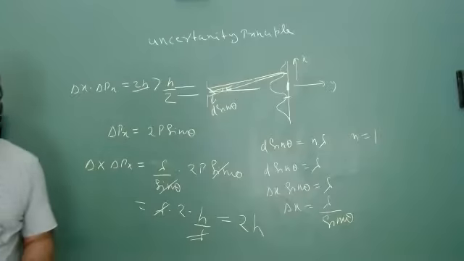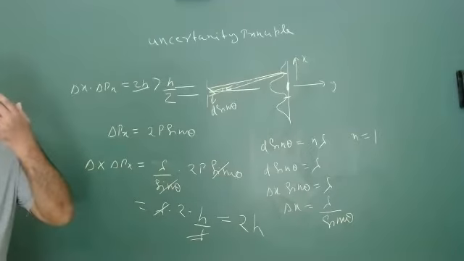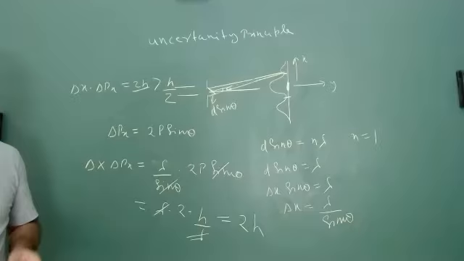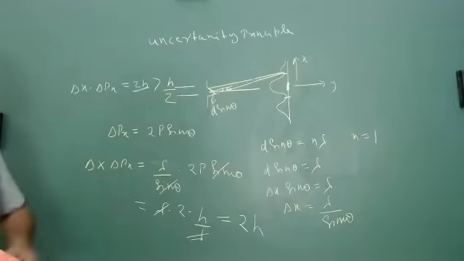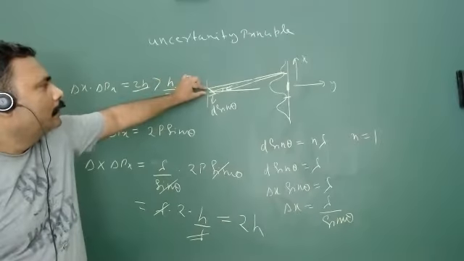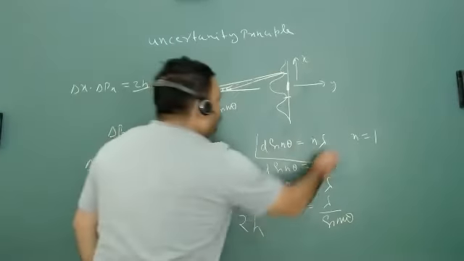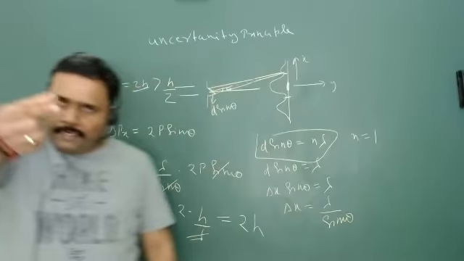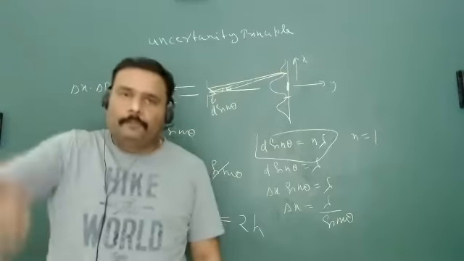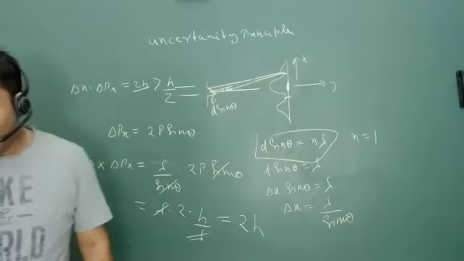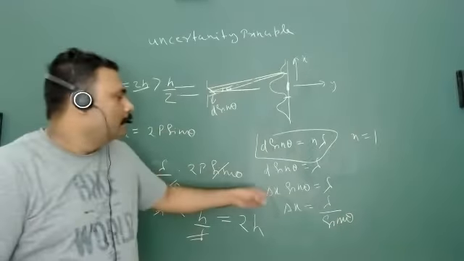Hello sir. So you wrote d sin theta equals lambda here, and later you wrote del x sin theta equals lambda. How did d become del x? I made d smaller, I changed it. Actual is this, but I just want to see what will happen to p if I reduce dx. Yes sir. Okay. So d will change to delta x.